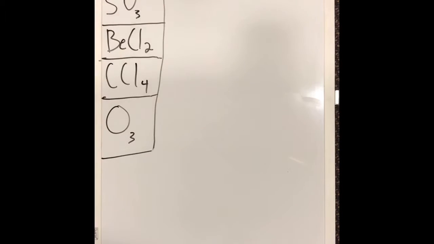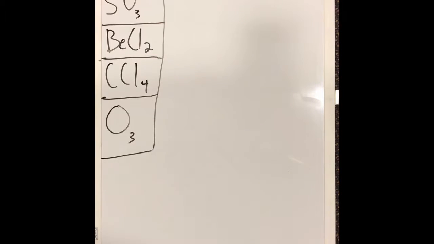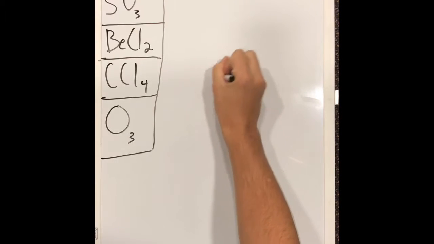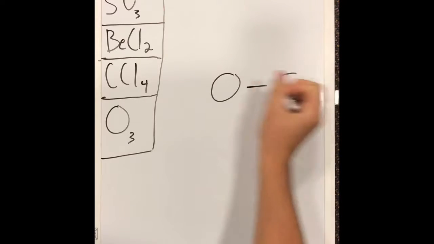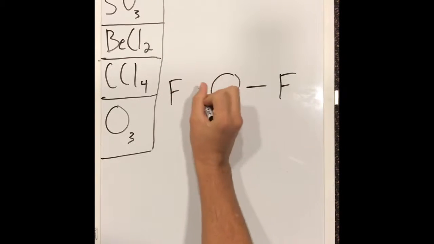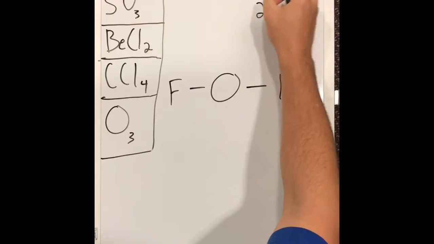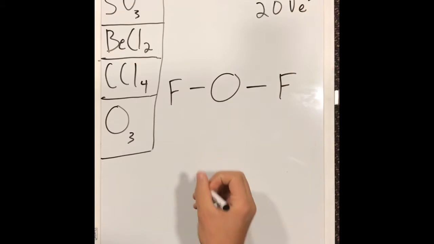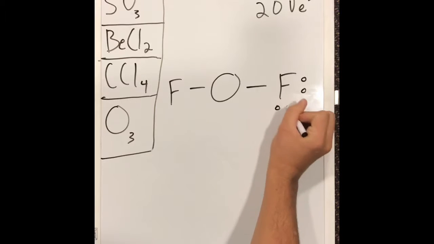Okay, so in this problem, we're given some molecules, and our task is to find whether they're polar or nonpolar. To start off, you always want to draw the Lewis structure, and I'm going to start off with OF2 because I like that one. We have 20 valence electrons. So we start out by putting those on the outside atoms.